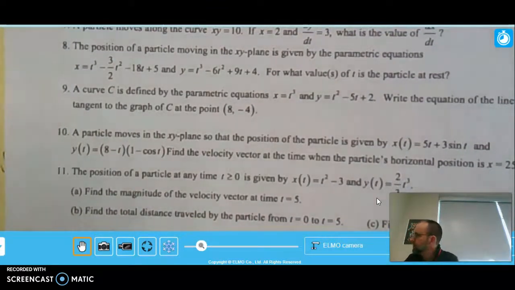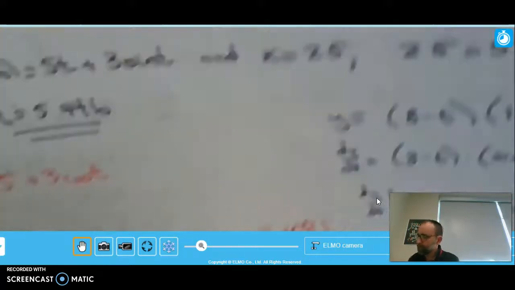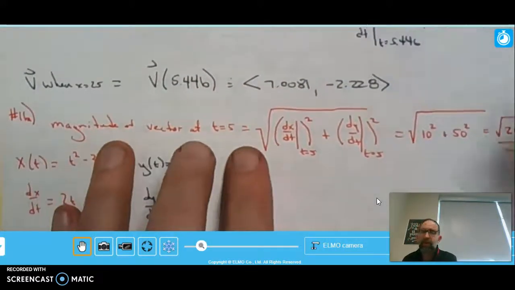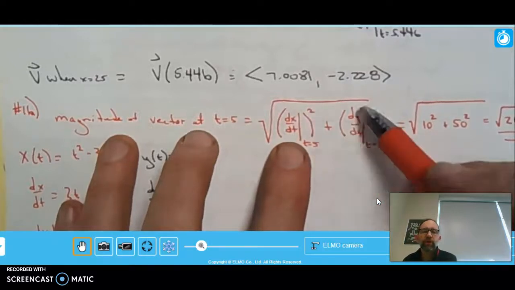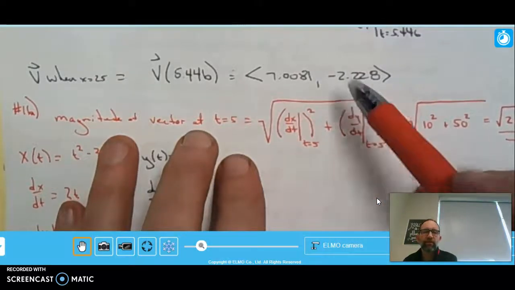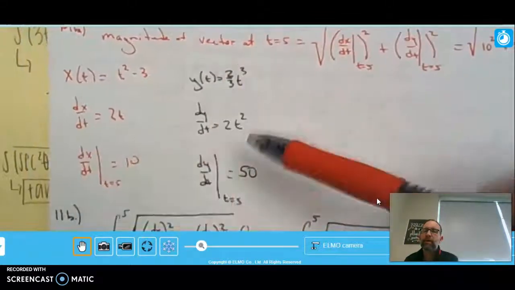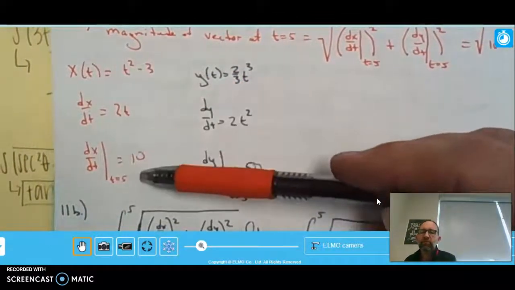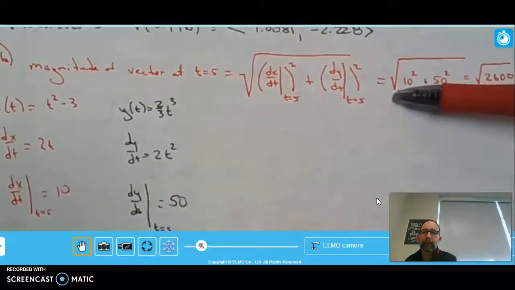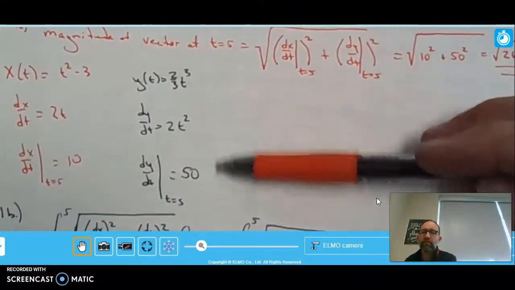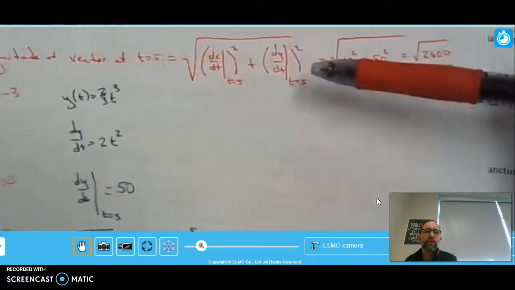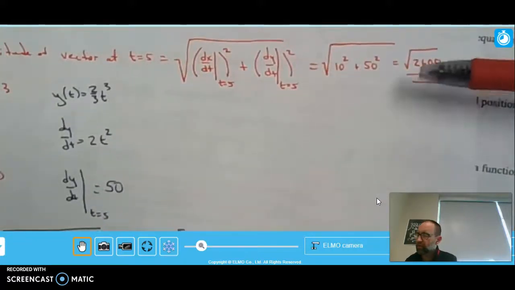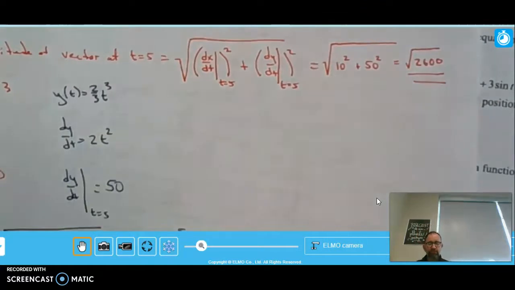So here we are with question number 11. The magnitude of the vector will be dx/dt squared at 5 plus dy/dt squared at 5, and then take the square root. I found dx/dt, plugged in 5, and squared it. I found dy/dt, plugged in 5, and squared it. And so the square root of 2600 will be the magnitude of the velocity vector.